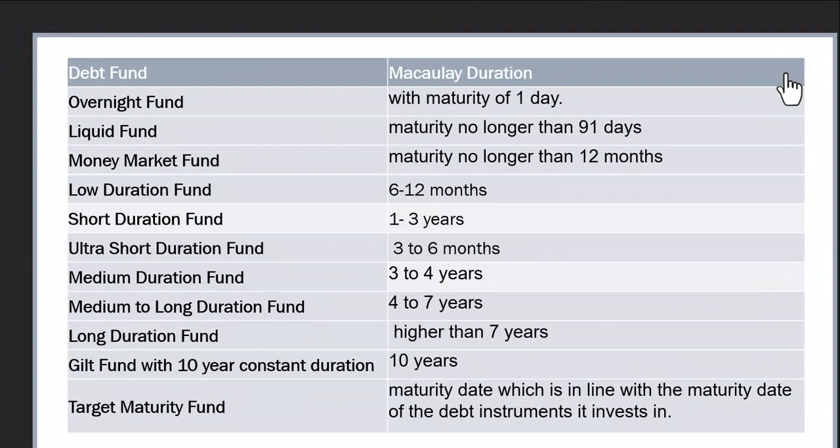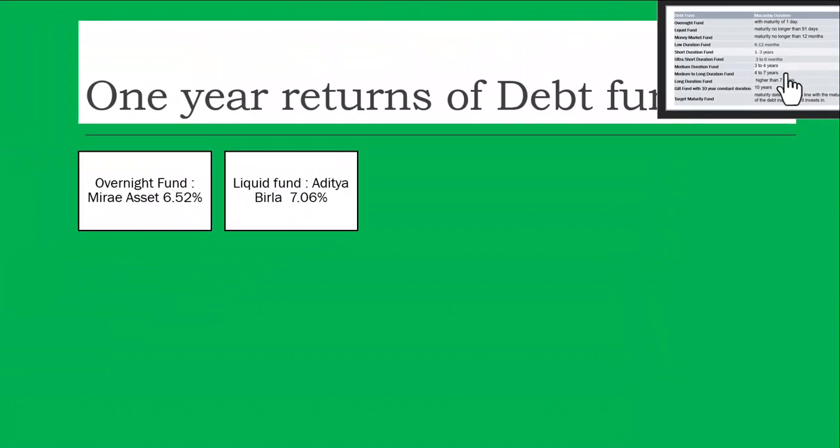So, liquid fund kya hai? Maturity no longer than 91 days. Okay, so here they are investing into those securities. So what are liquid funds? For how long is the money invested? 91 days. So they are investing only in instruments which have a maturity of 91 days, like CPs, CDs, treasury bills. Utne type ke instrument, 90 din ke liye paisa dete hain aur return leke aa jati hai. Theek hai? So this is liquid fund.